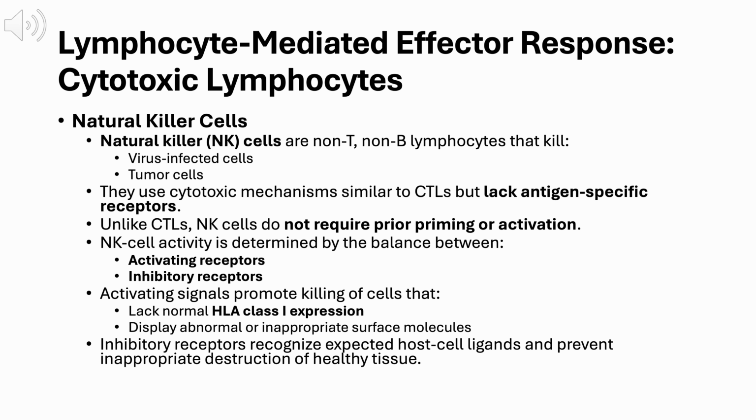So how do they choose targets without a specific receptor? Through a balance between activating and inhibitory receptors. Activating signals promote killing of cells that lack normal HLA class I expression, or that display abnormal, inappropriate surface molecules. Meanwhile, inhibitory receptors recognize the expected host cell ligands, normal HLA class I, and prevent the destruction of healthy tissue. This is the elegant missing self concept. NK cells kill cells that have lost their normal self markers, which is exactly the trick many viruses and tumors use to hide from CTLs. NK cells close that loophole.